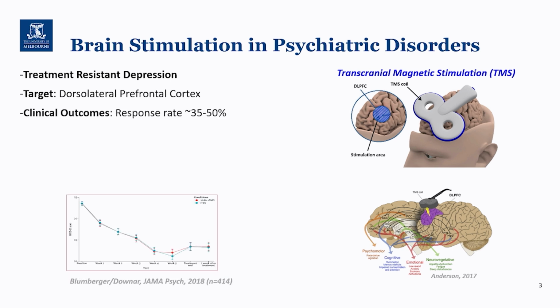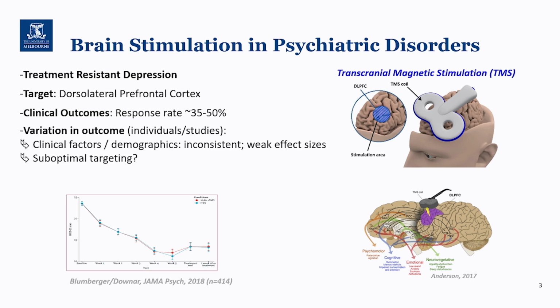The problem is that clinical outcomes differ substantially across patients. Some patients respond really well to TMS treatment, others don't respond at all. And we don't have a good understanding of why there is considerable variation across patients in treatment response. But we think that there are various factors. These might be demographics, there might be differences in clinical profiles.